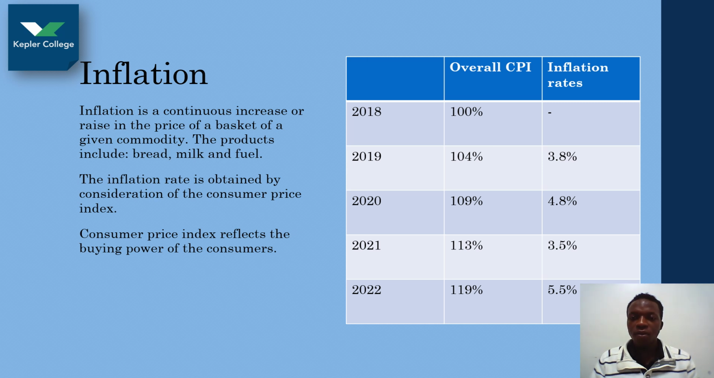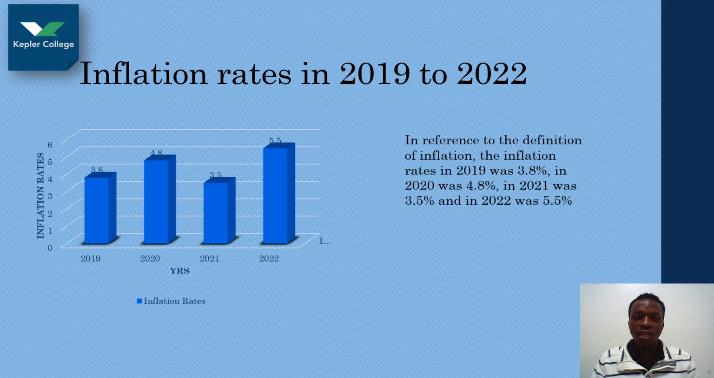If we may go to the next slide, it shows the inflation rate from the previous table in a graphical presentation. As narrated before, this shows how the inflation, or the increase in prices, has been rising within the years. From 2018 to 2022 it has increased. From 2022 to 2021 it has decreased, as shown in this graph.